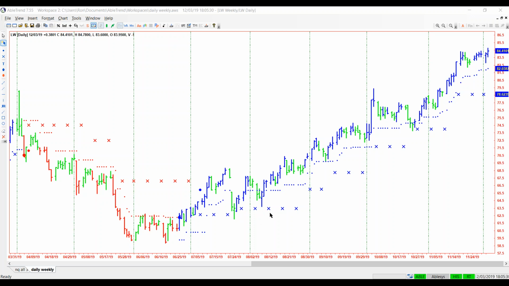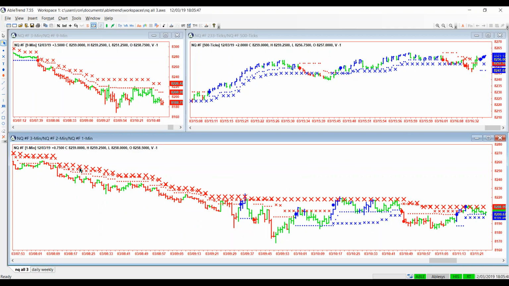But we have to have triple confirmation before we make a trade. Blue bar, blue dot, blue X. No matter what chart, no matter what time frame, no matter what market, it must have that or it's no trade. Let's take a look at the mini NASDAQ.